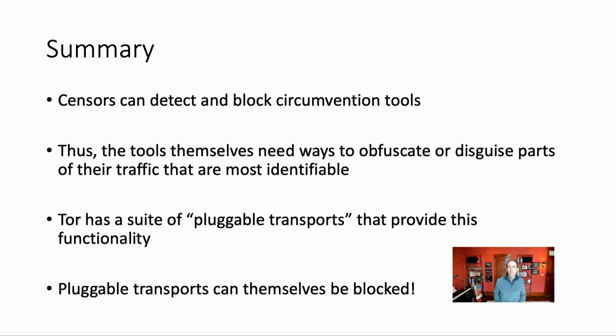In summary, sensors can themselves detect and block circumvention tools, and so the tools themselves also need ways to obfuscate or disguise parts of their traffic that are most identifiable. To this end, Tor has a suite of so-called pluggable transports that provide this functionality. But the pluggable transports themselves can of course be blocked, and this is hence not a panacea, but yet another tool that can be used in the cat and mouse game between sensors and those who would try to evade blocking, circumvention, or information control.